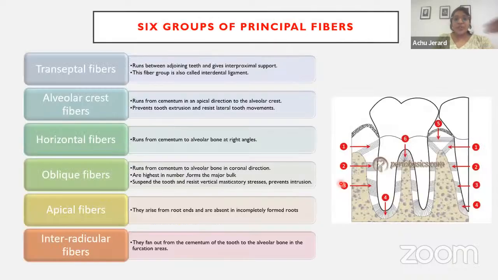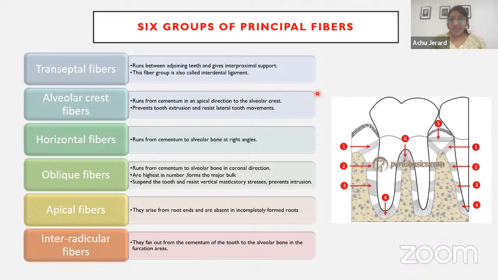So you will see about the important principal fiber groups. Firstly, transseptal fibers, which we have already seen. And then we have the other 5 sets of fibers. It is easy to remember based on their course and their attachment. Next is the alveolar crest fibers. Always take the direction of these fibers from the tooth to the bone, and the function of these fibers will be opposite to their course. I'll explain it, and you will understand it better.